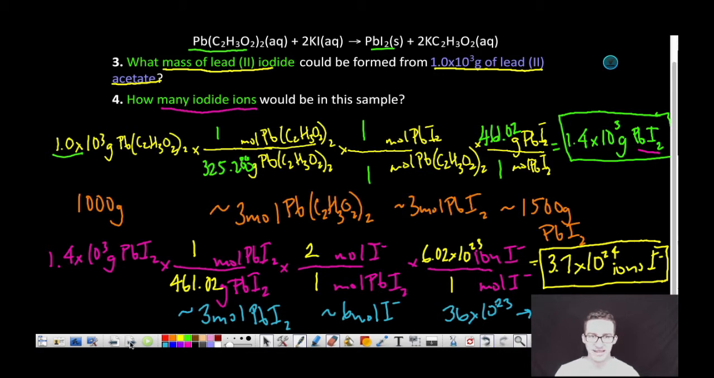All right, people, we are getting close. Let's take a quick look at question number 5 here. It says, calculate the mass of silver sulfide produced when 125 milliliters of 0.200 molar silver nitrate is added to excess sodium sulfide solution. Whew.